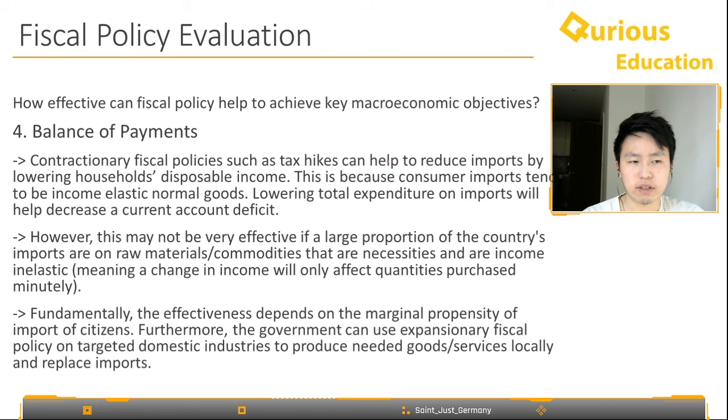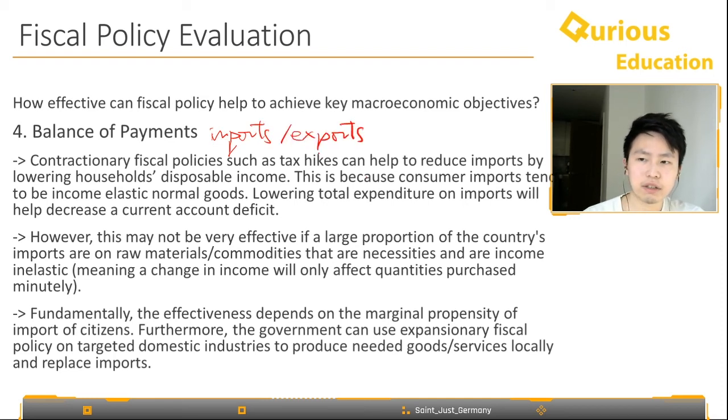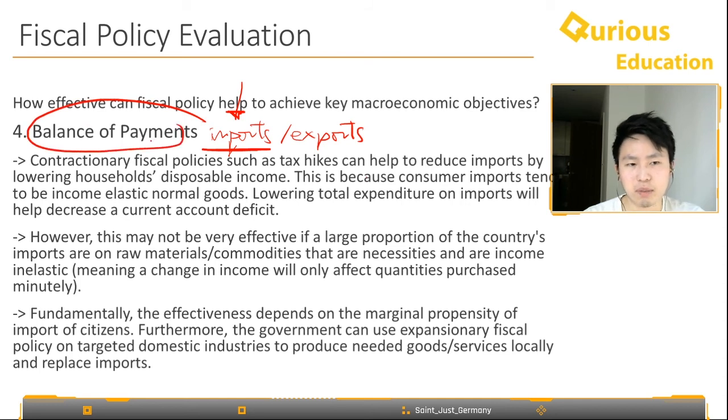Okay, for balance of payments, if we recall, we would be concerned with imports and exports. Here. Imports and exports. So normally, we would assume if we're richer, we would import more. And if we're importing more, then as a result, it would harm the balance of payments, or it would harm the current account.